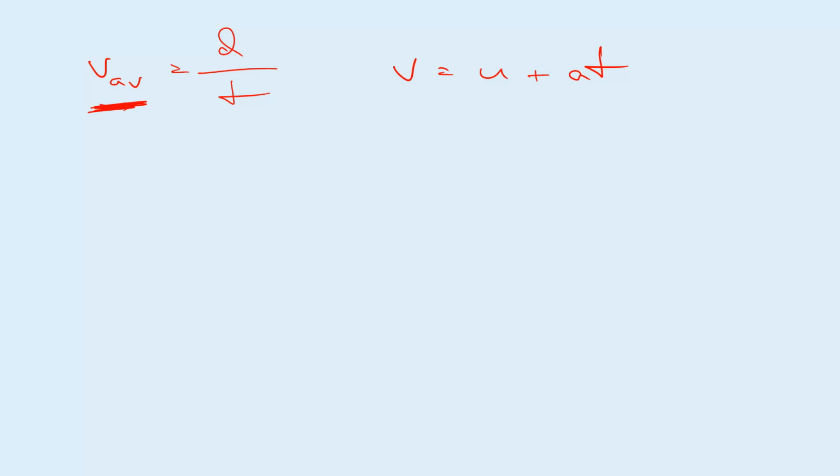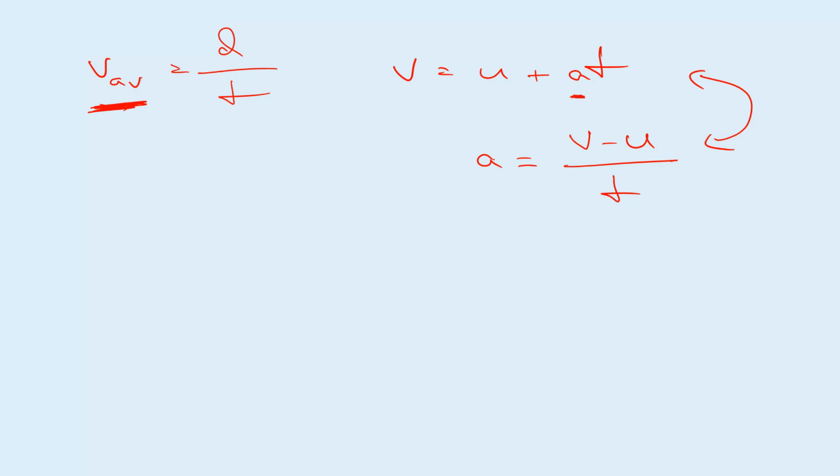The next equation is generally given, but it's actually just a rearrangement of the second one. If we rearrange that to find A, what we're going to come out with is that A is equal to the final velocity minus the initial velocity, divided by time. And hopefully you can see that this is really just a rearrangement of the previous equation. These are really one and the same equation, just being rearranged to find A instead of V.